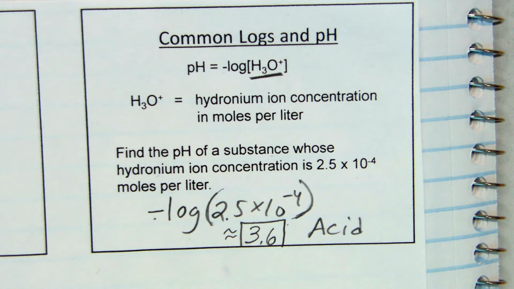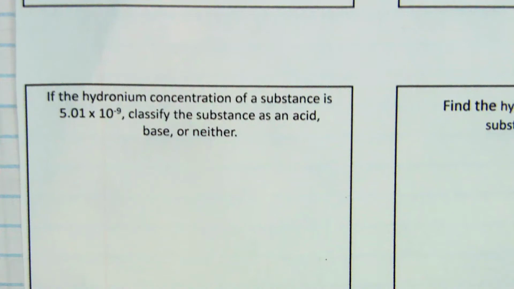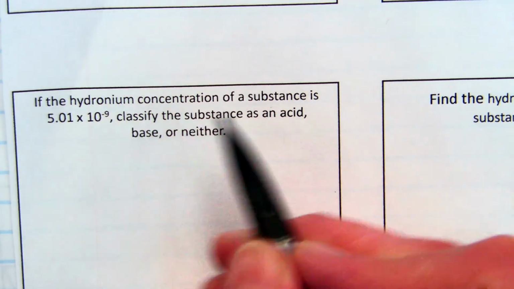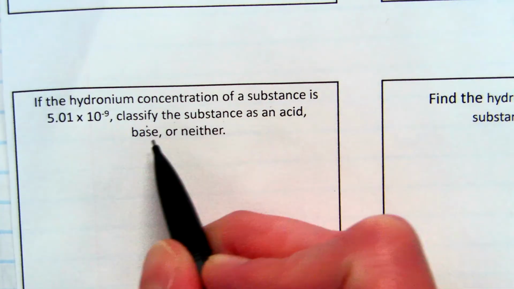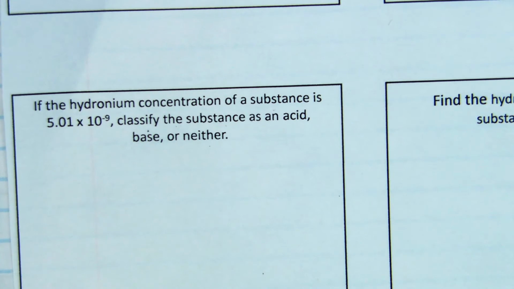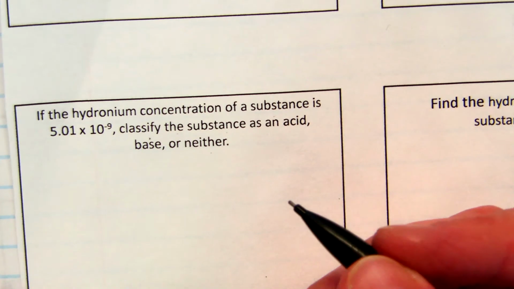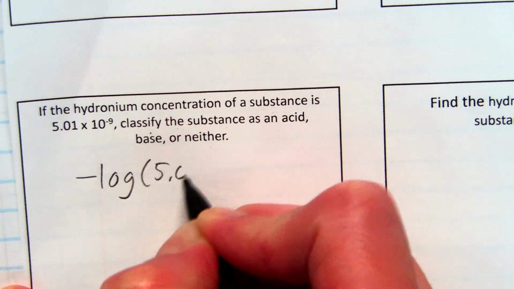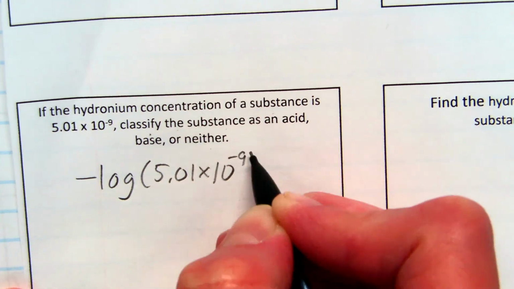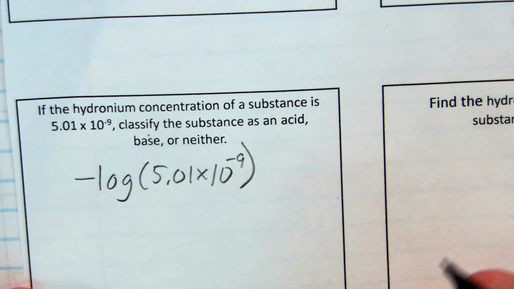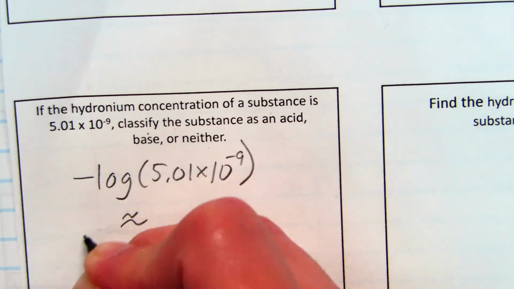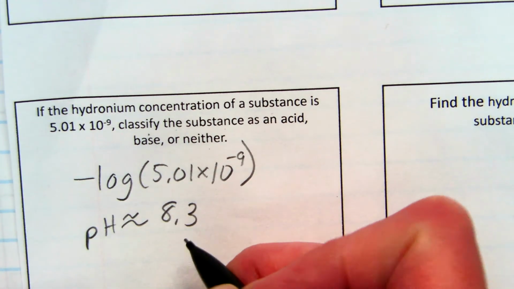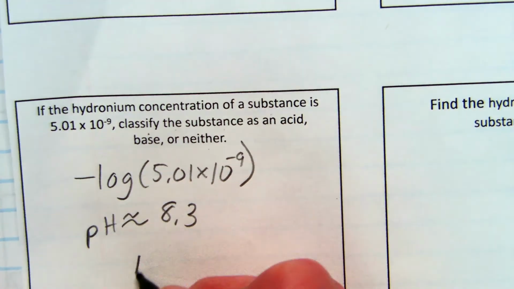All right. So the next question says, if the hydronium concentration of a substance is 5.01 times 10 to the negative 9th, classify the substance as an acid, base, or neither. So they don't really care about the pH so much as that we figure out what kind of a substance it is. So just do negative log of 5.01 times 10 to the negative 9th. Just put all that in the parentheses when you type it into your scientific calculator. And that will come out to be a pH of about 8.3. So it is a little bit bigger than 7. So it's a base.